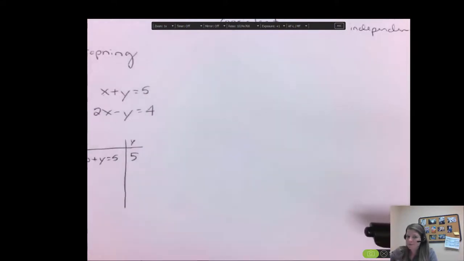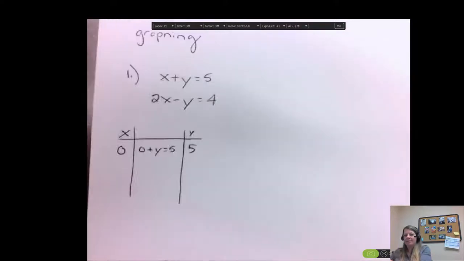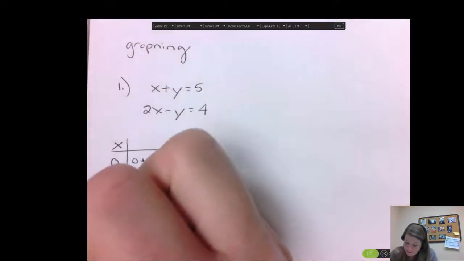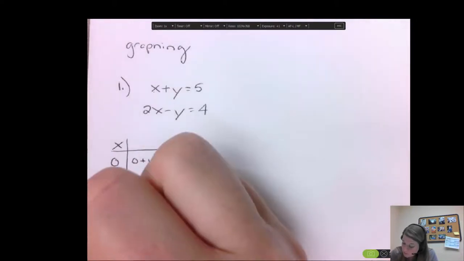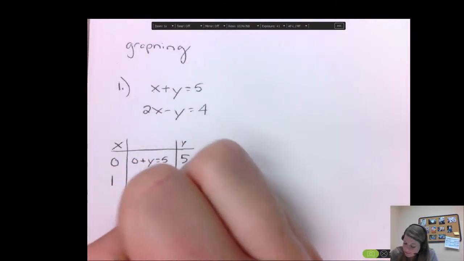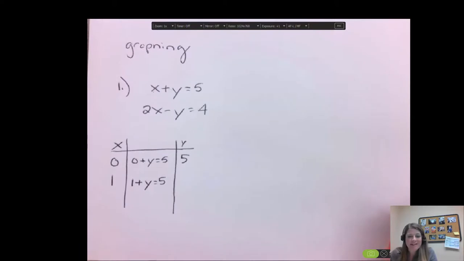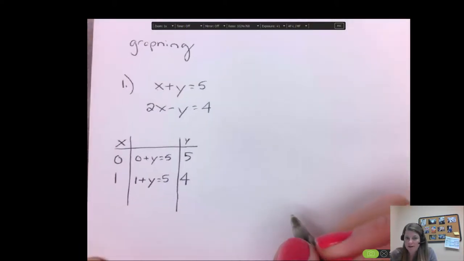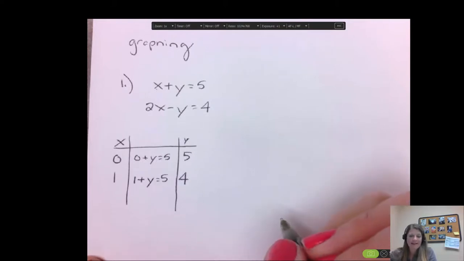So, hold on. This is just in my way a little bit, so I have to make it zoom in a little more. Okay, so then from here, maybe I want to put in the number 1. So 1 plus what would equal 5? So you should be able to see that that would be a 4. 1 plus 4 would give you 5. So there's 2 points on that line.